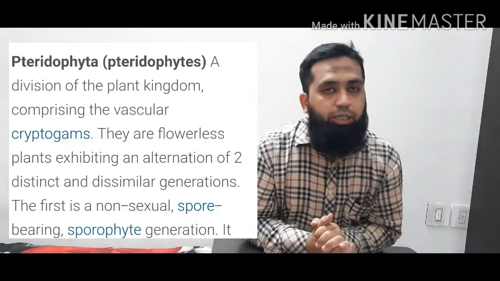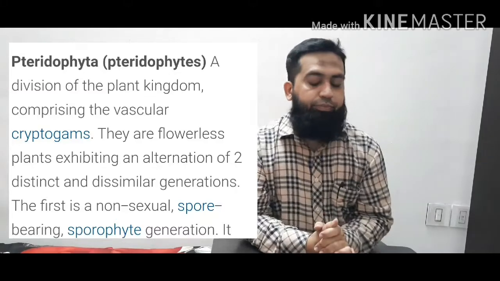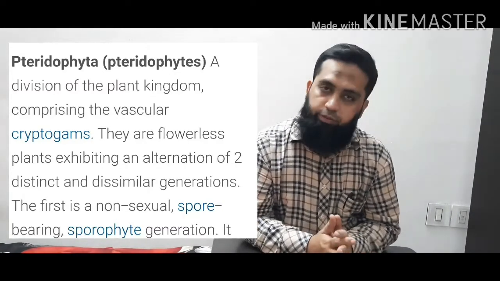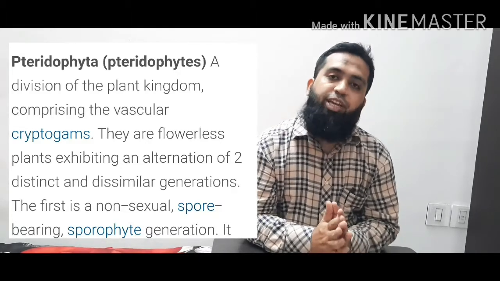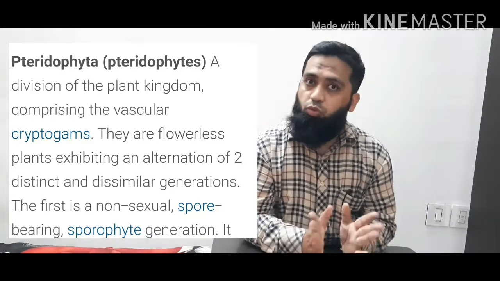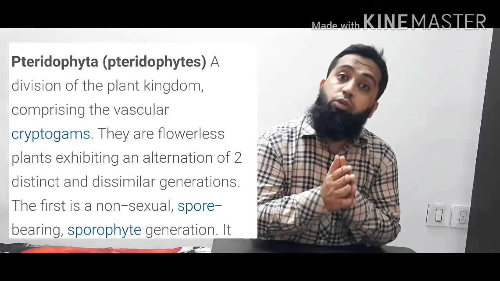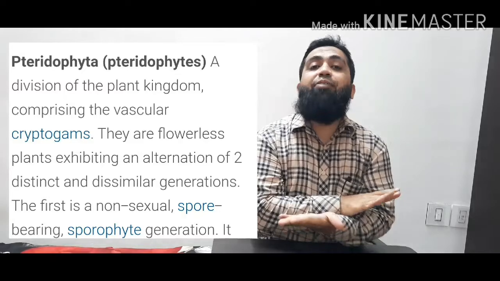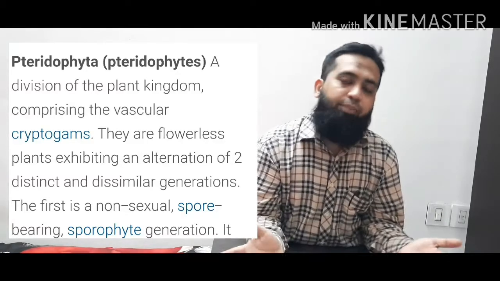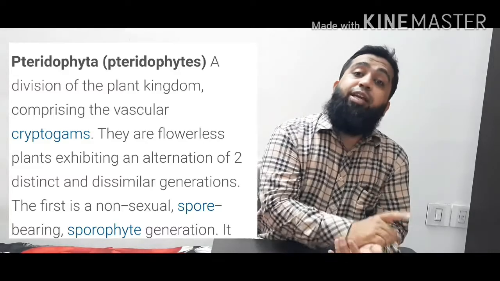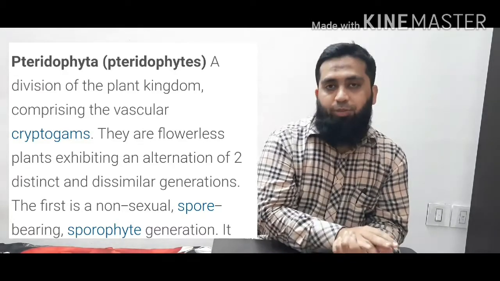Now let us come to the third division called Pteridophyta. Pteridophyta is said to be the most developed cryptogamic plant. Now they have roots, true roots. They have a true stem. They have true leaves, but they don't have flowers. All cryptogamic plants don't have flowers. Pteridophyta have conducting tissues as well.